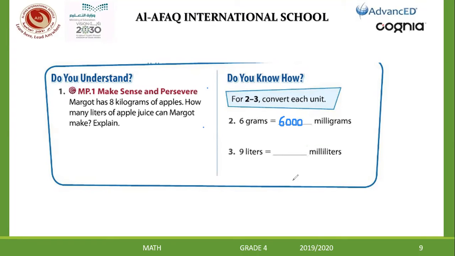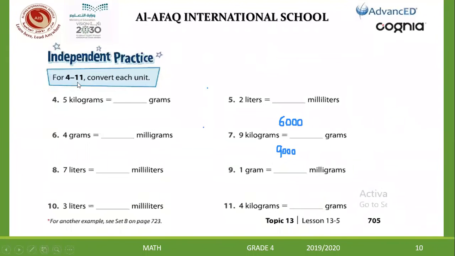What about 9 liter and milliliter? As we know, each 1 liter equals 1,000 milliliter. So 9 liters, I repeat this 1,000 9 times. So I'll get what? 9,000 milliliter. As you know, it is easy to multiply by 1,000 because we just annex 3 zeros on the right. Great. With me here to continue converting each unit.